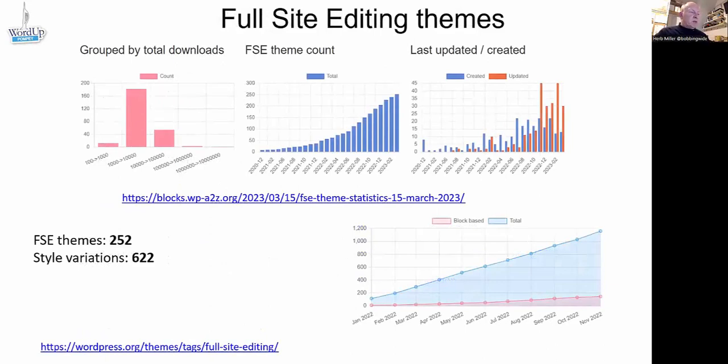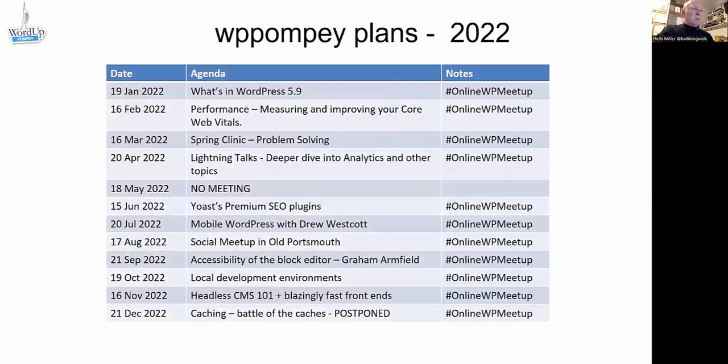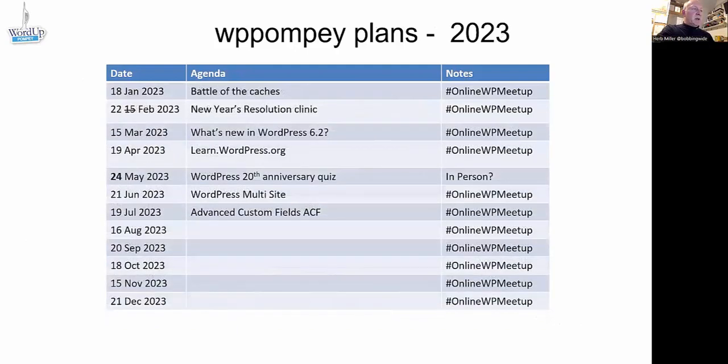Now, the words I was trying to find was style variations. 2023 has 11 different variations, so you can suddenly change your colors and so on and so forth. And there are now 252 themes, which between them deliver 622 different style variations. That's full site editing. Compare that though with 10,000 other themes you can download from WordPress.org. That's what we did last year. This year, we've just done what's new in WordPress 6.2.